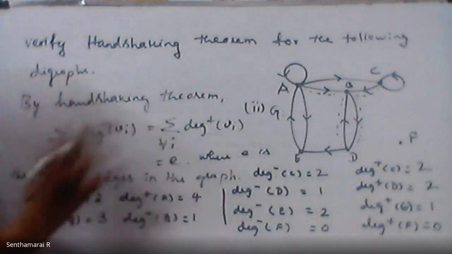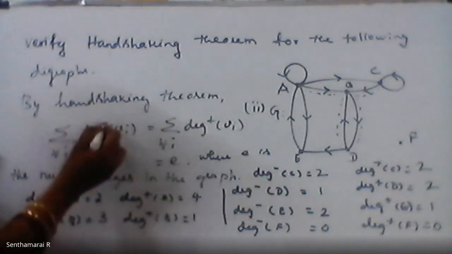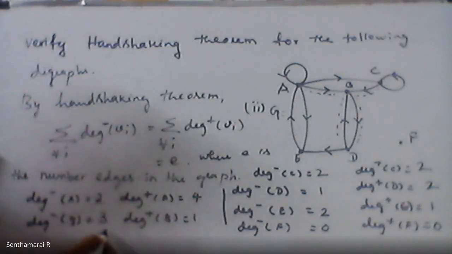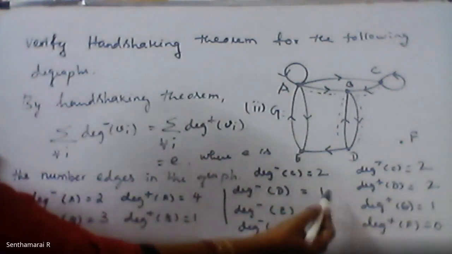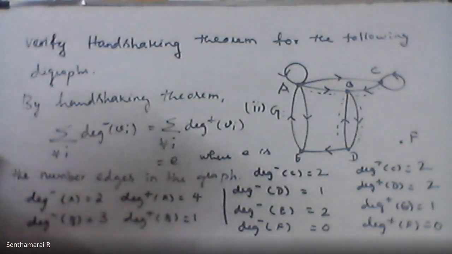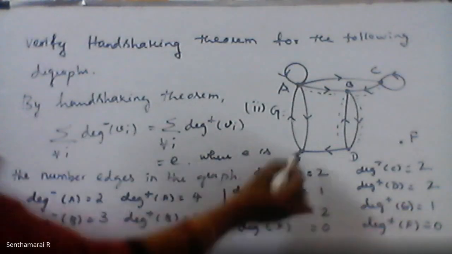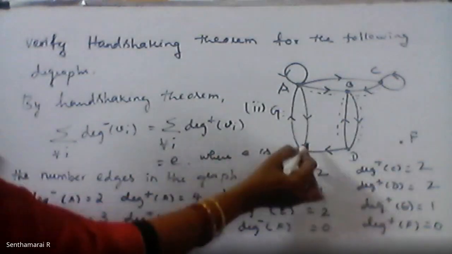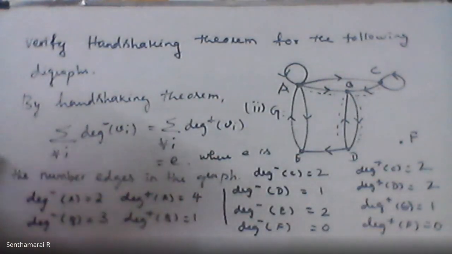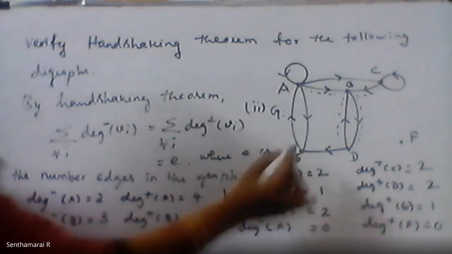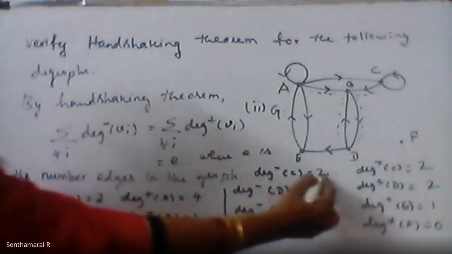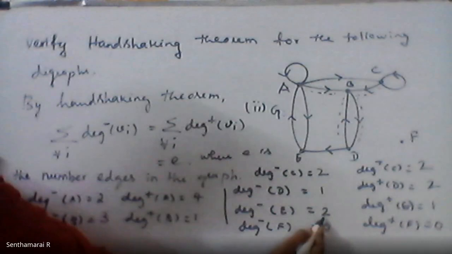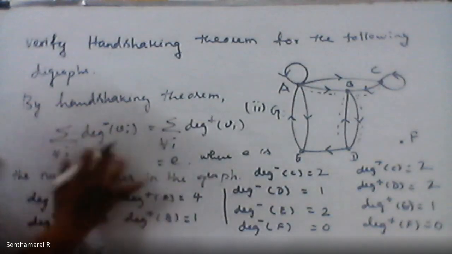Okay, now by means of this handshaking theorem, the sum of all in degrees: 2, 2 plus 3, 5, 5 plus 2, 7, 7 plus 1, 8, 8 plus 2, 10, 10 plus 0, 10. So this answer is 10.